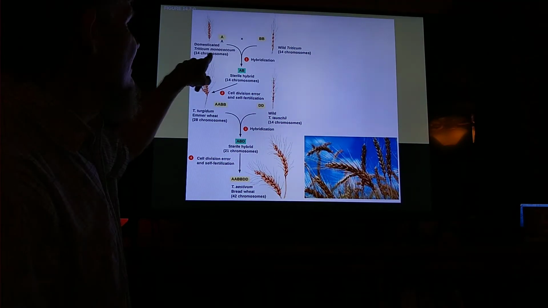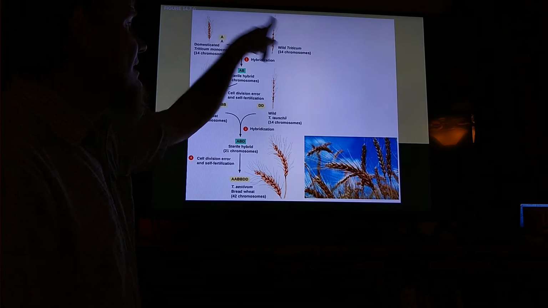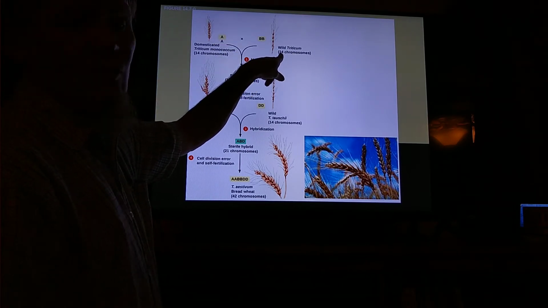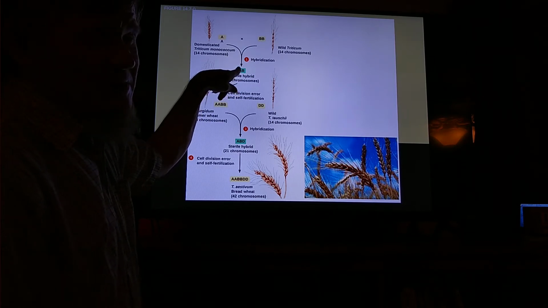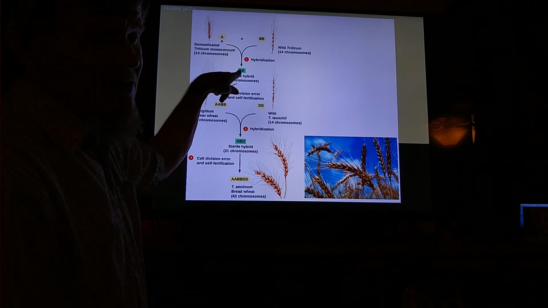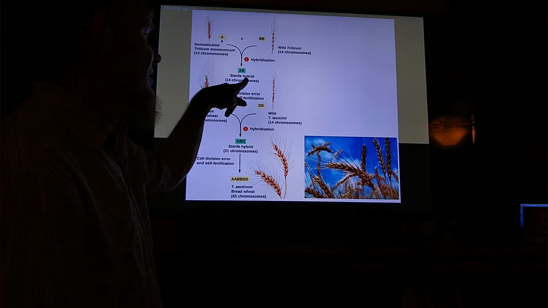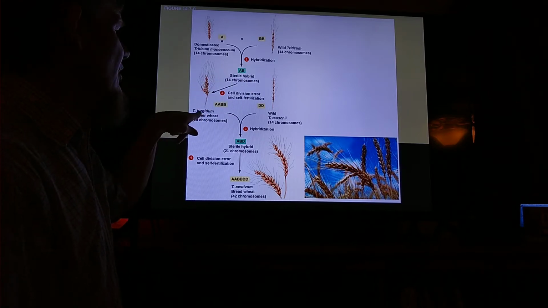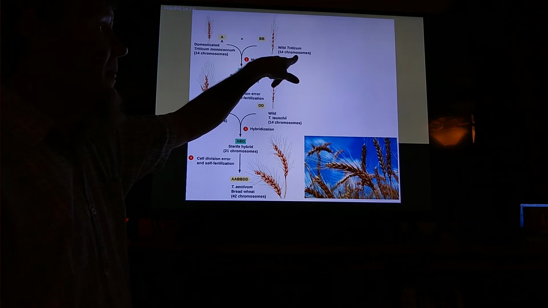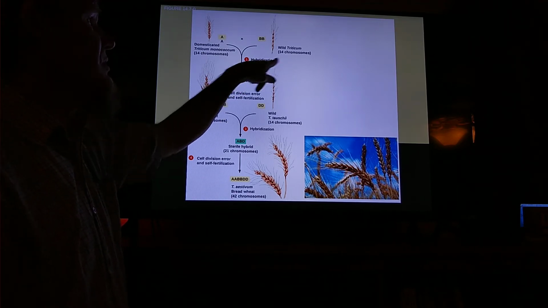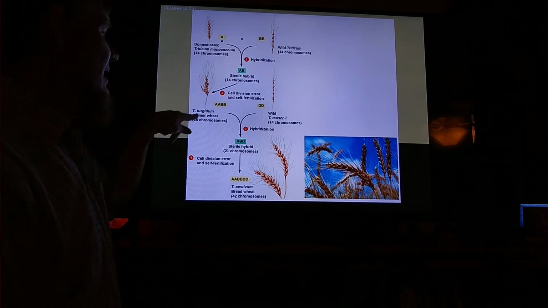Ancient wheat, 14 chromosomes. Some wild ancient wheat, also 14 chromosomes. Make a hybrid that dies. But remember, sometimes you get an accident with hybridization and the hybrid doesn't die. The hybrid survives. Sometimes you get an accident and you get a fertile one. This is the accident in meiosis, polyploidy. Instead of the baby having 14 chromosomes like it's supposed to, it accidentally has 28.